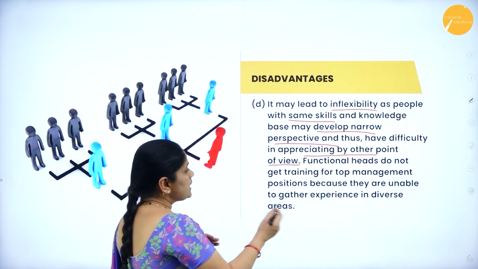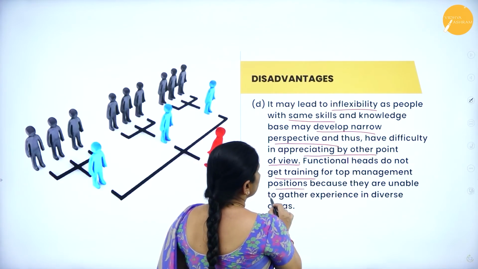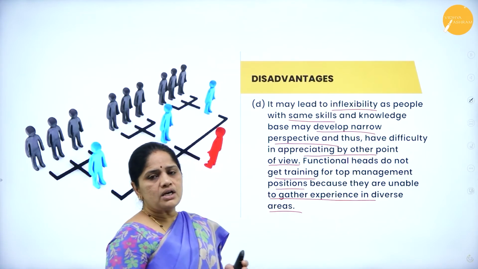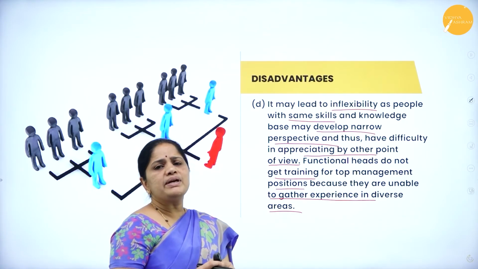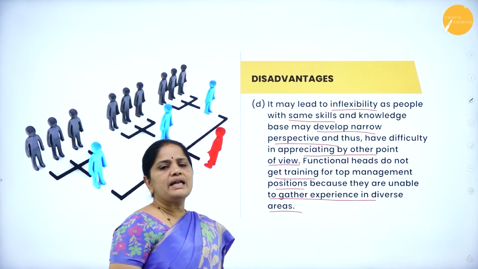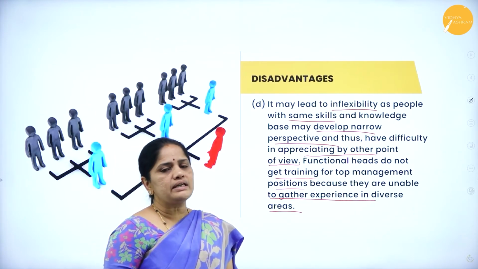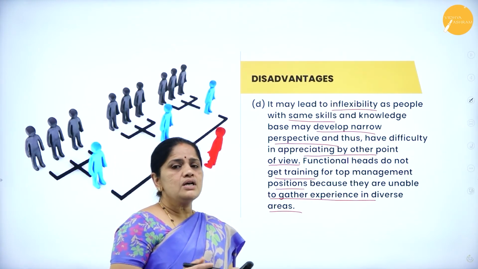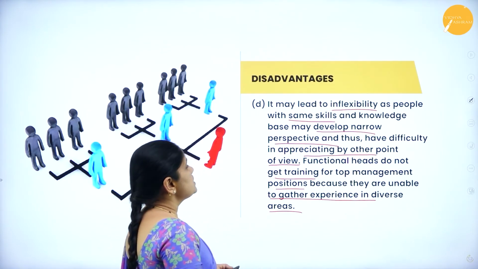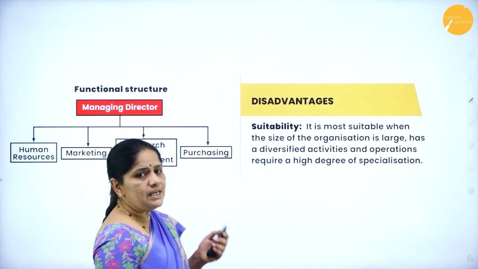And then functional heads do not get training for top management positions because they are unable to gather experience in diverse areas. The functional heads will be doing the same job again and again. When they do the same job again and again, they don't get experience in other areas. So in other diverse areas, they will not have any experience, and they will not be able to handle top management positions. So this is another disadvantage of the functional structure.